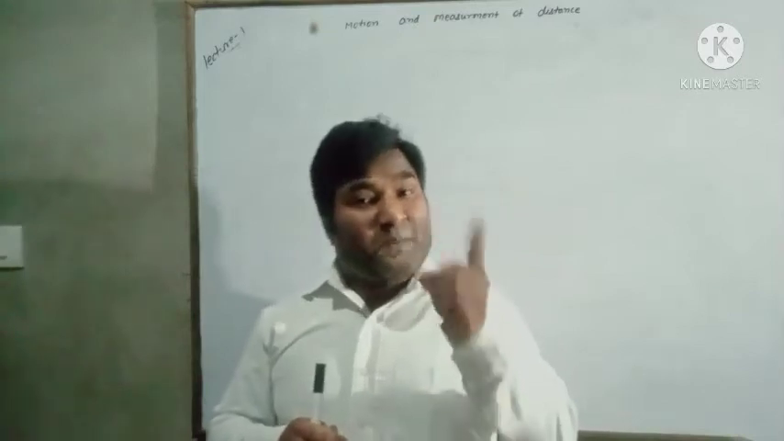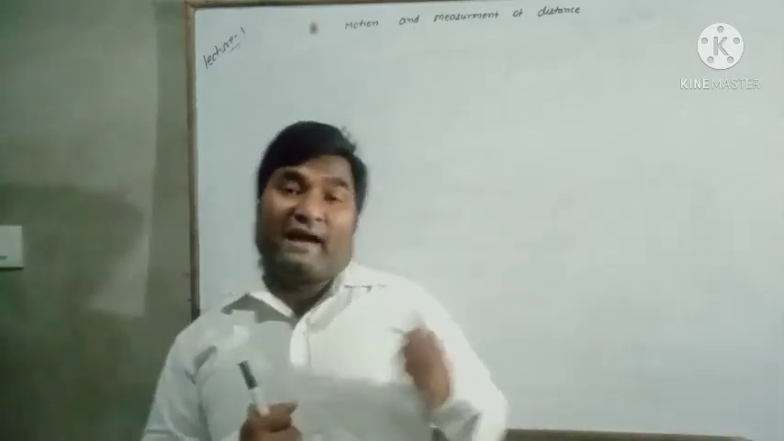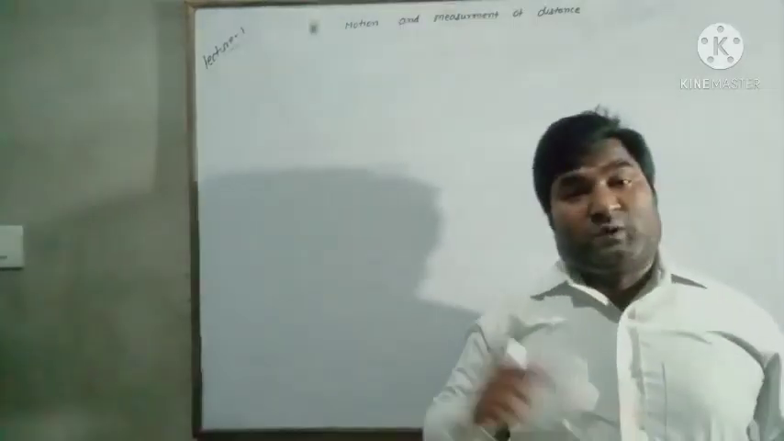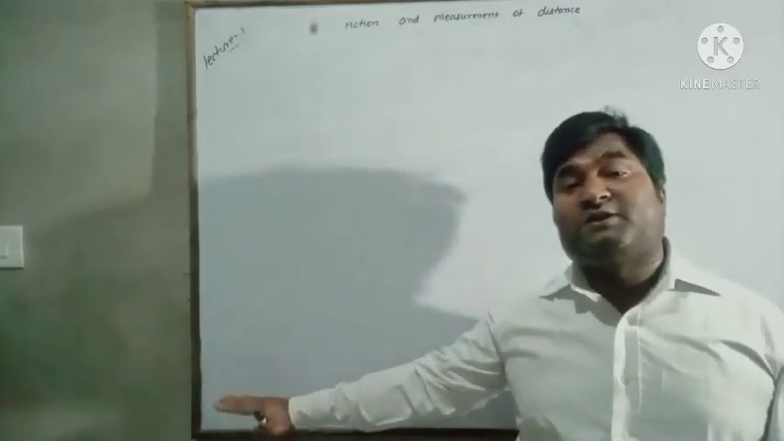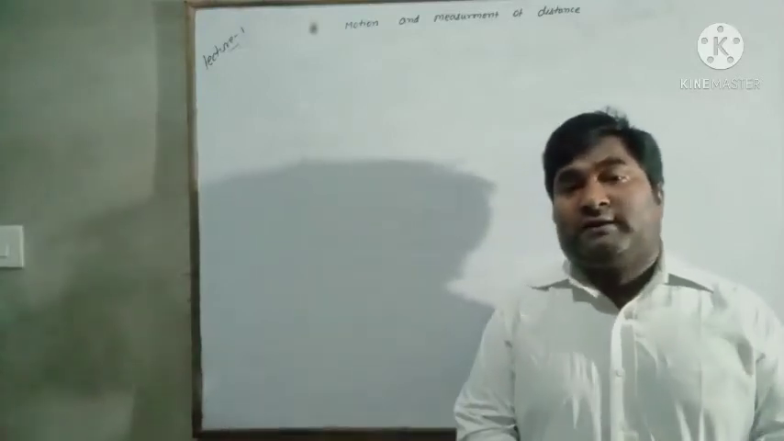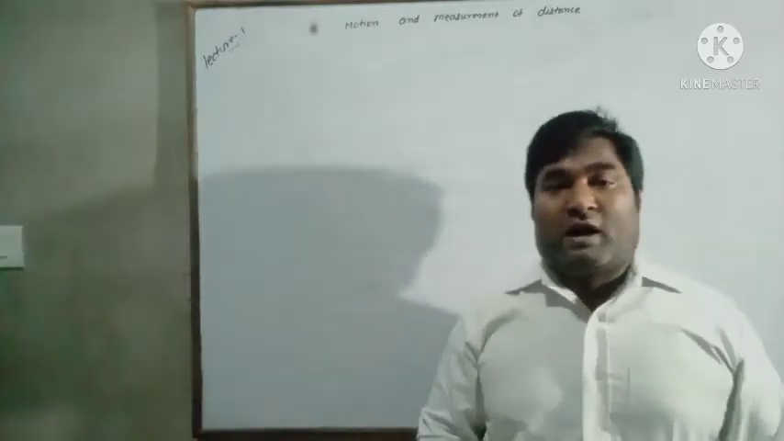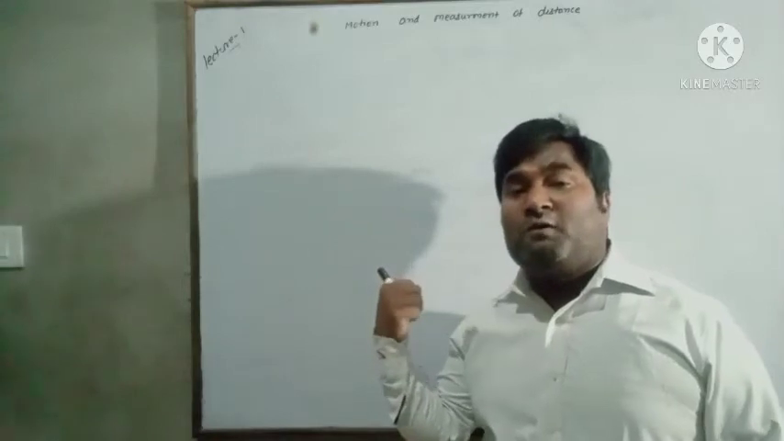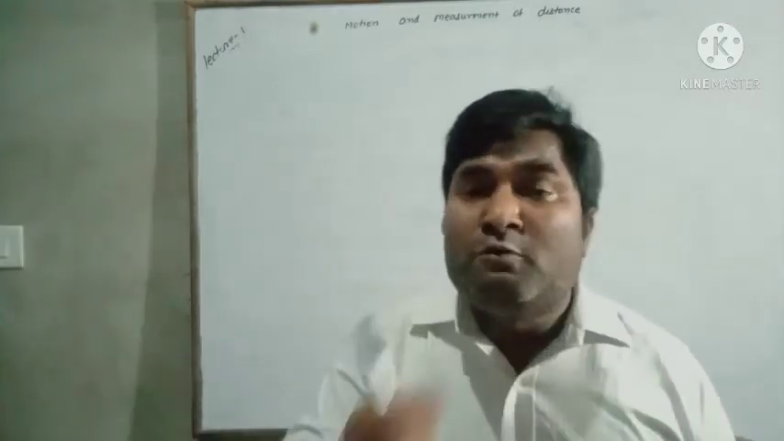First point I told, with passing time, means at 9:45 I was here, at 9:46 I was here, at 9:47 I was here. So with passing time my position is changing with respect to my surrounding. What is my surrounding? This board is in my surrounding. So at first I was at the right side of the board. Now I am at the left side of the board. With respect to this board, I am changing my position. It means I am in motion.